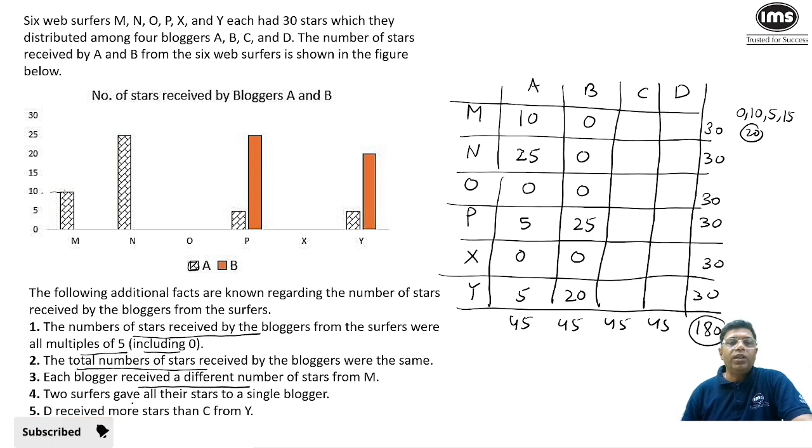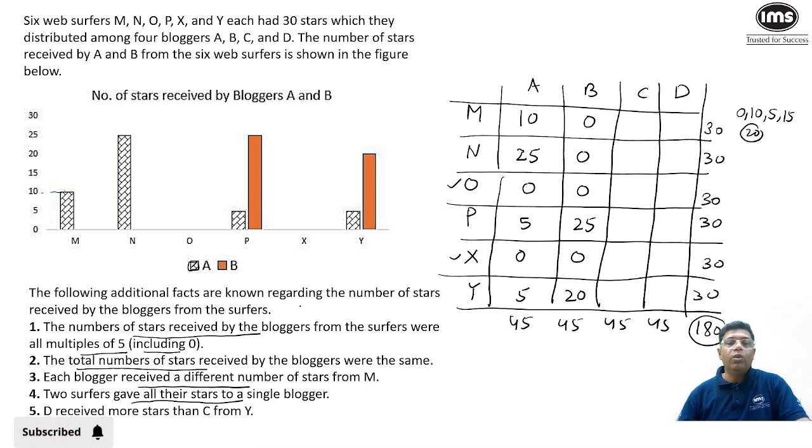Then it says 2 surfers gave all their stars to a single blogger. Who could be those 2 surfers? O. O has given 0, 0, because M, N, P and Y cannot give all the 30 stars to only one blogger. It can only happen for O as well as X. Now if O gives all the 30 stars to, let's take C, in that case X will give all the 30 stars to D. So that's how we have to interpret the situation, right?